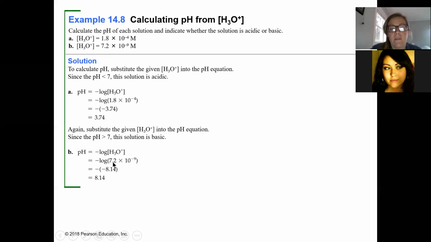So we hit the negative log of the 7.2 times 10 to the negative 9. Again, if you have your iPhone, you'll plug this in and then hit the log button. And then we get a negative 8.14 or 8.14. That is bigger than 7, so that means that this is a basic solution.